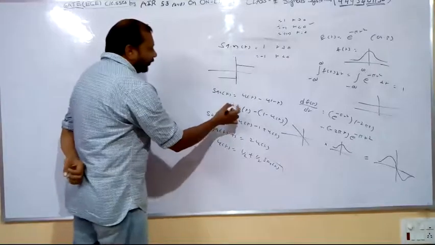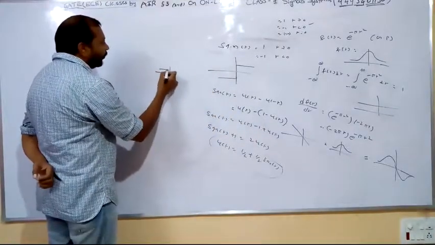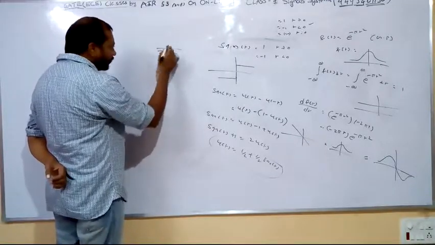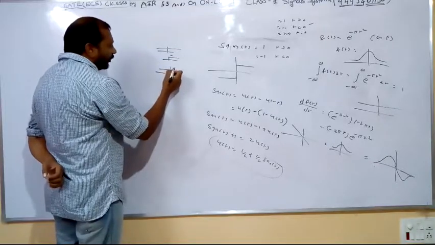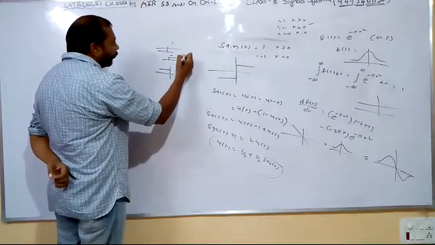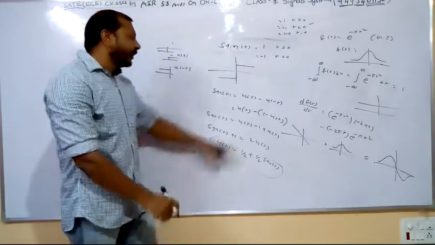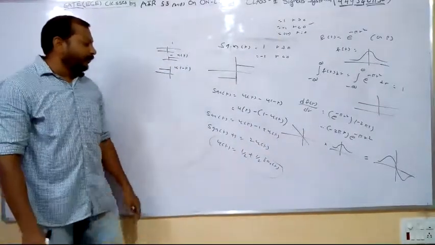Then from this we can represent like this. This is your 1 and this is your u of t. By subtracting these signals you have the signal called u of minus t. So 1 minus u of t is equal to u of minus t. So u of minus t can be written as 1 minus u of t. Upon simplification, you have u of t equal to 1 by 2 plus 1 by 2 signum of t.